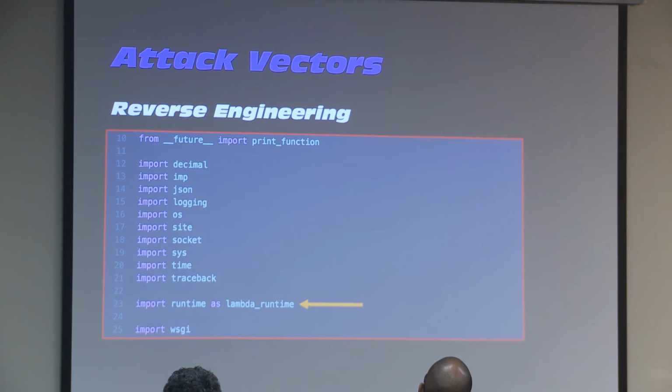You can see that it imports several different Python packages. The important thing here is it's importing runtime from the shared object file as lambda_runtime. So anywhere in the bootstrap.py file that you see lambda_runtime dot a function name, it's using something out of that shared object file.